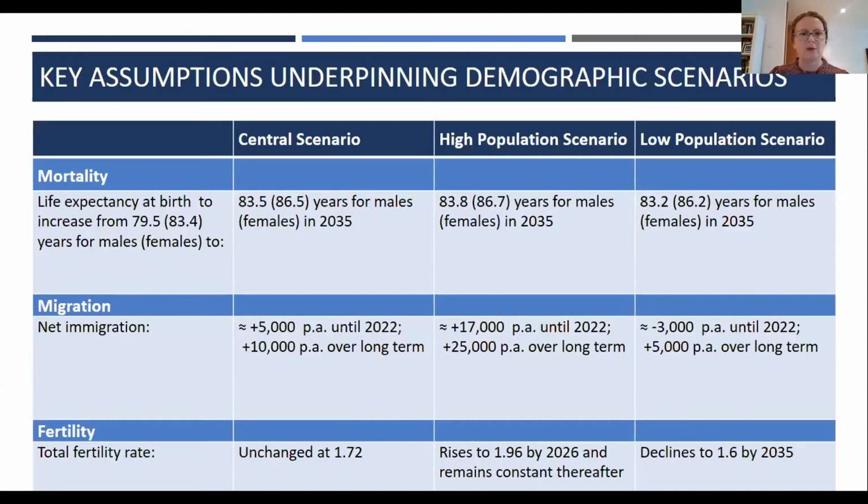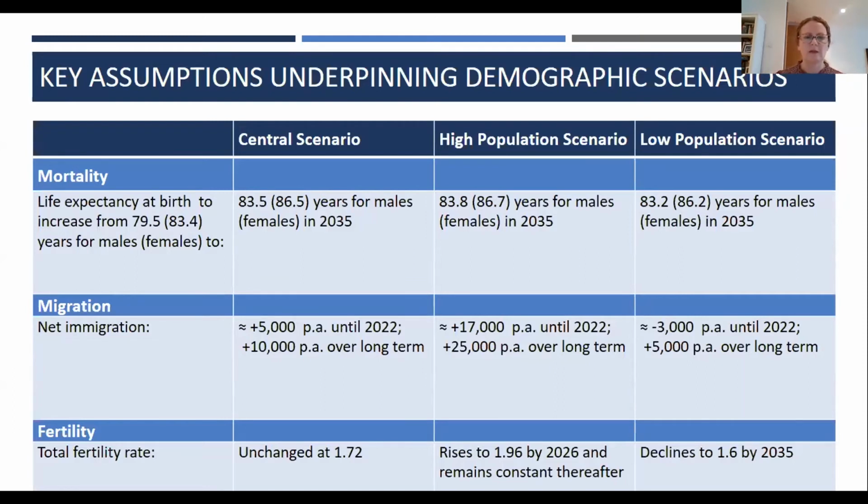So in our central scenario, net in migration comes down to around 5,000 per annum in the short run and averages out at around 10,000 per annum over the more medium to long term. Migration flows are stronger in our high population scenario, averaging around 25,000 per annum over the medium to long term, and somewhat weaker in the low population scenario, averaging just around 5,000 per annum over the longer term.